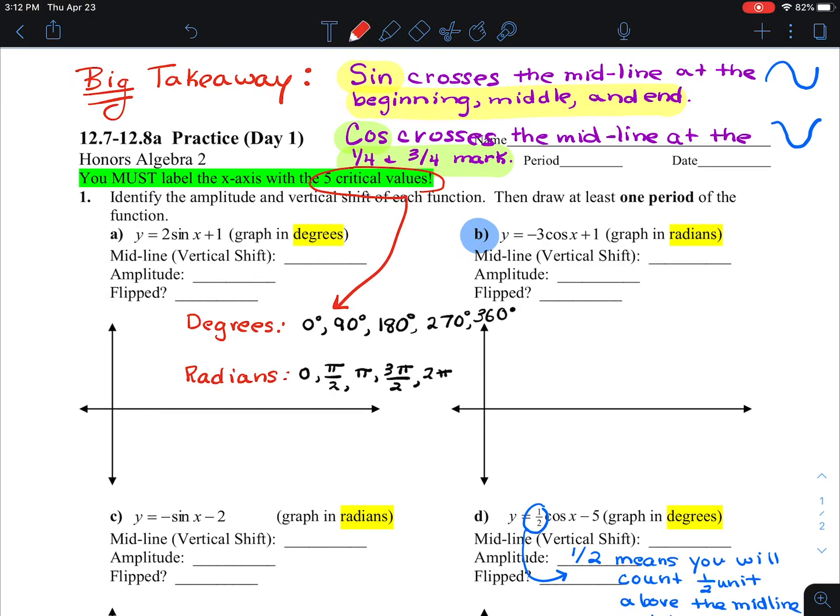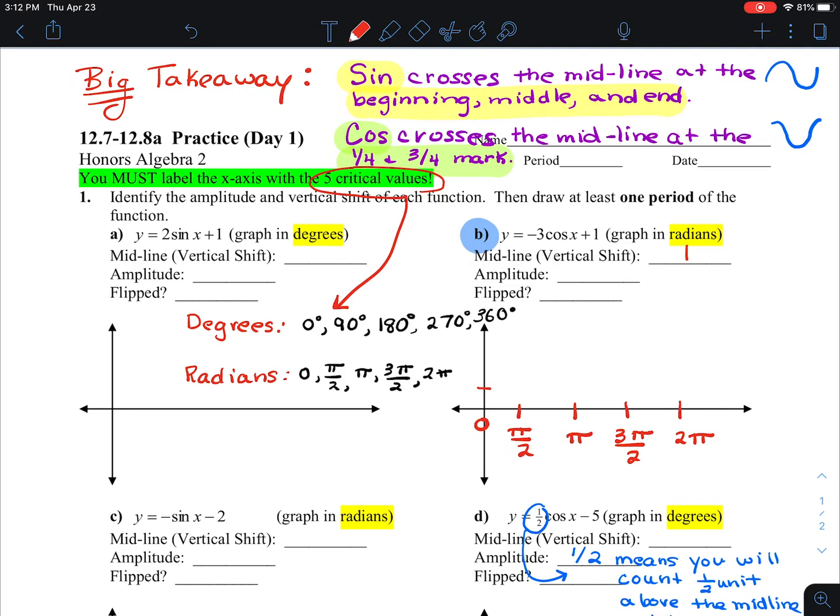Okay, this specifically asked you to graph this in radians, so I'm going to go ahead and label my x-axis with these 5 critical values, which are nothing more than the radian versions of the degree measurements 0, 90, 180, 270, 360. Okay, the next thing we're going to do is look at the equation, and see if we can fill in these 3 blanks that we have here. The first question is, where is the midline located? That always comes from the number all the way on the end that you've either added or subtracted. So in this problem, the midline will be placed at 1.